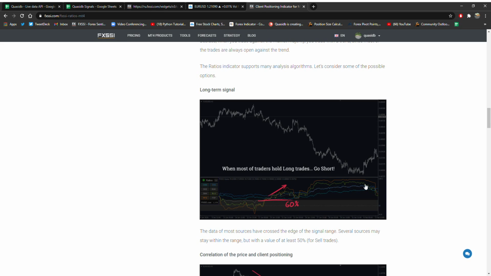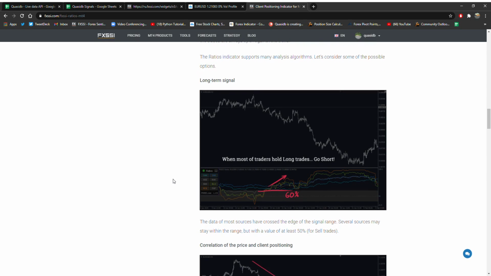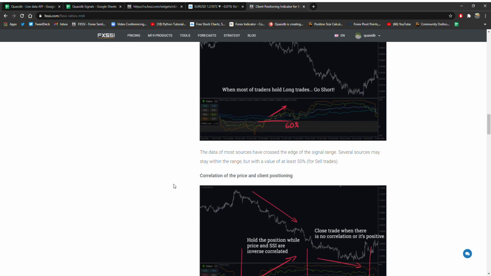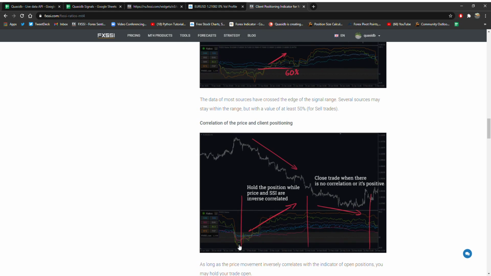And so really, there's not that much to say. Just use it on your chart. That's what I recommend. Feel free to not use it, but I'd recommend that you do. See how the position and the price are inversely correlated. I just talked about that.